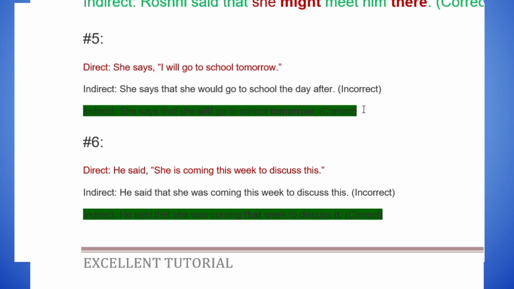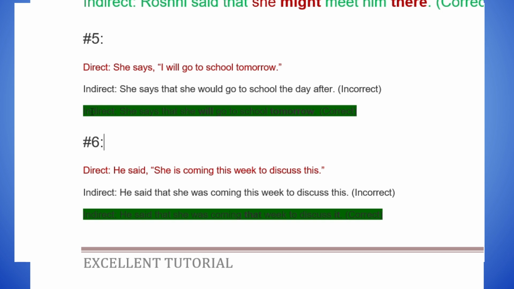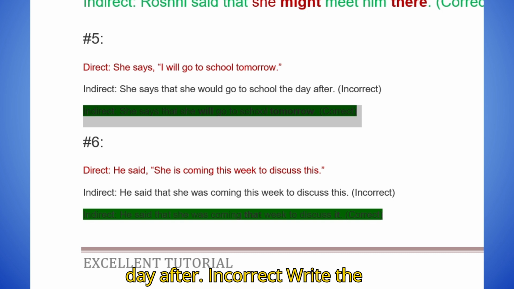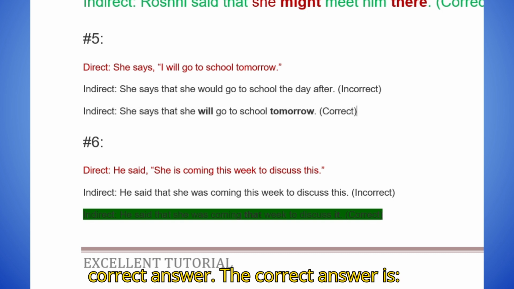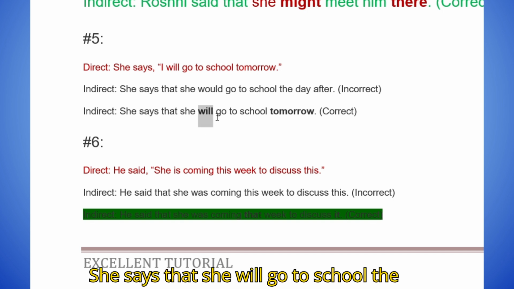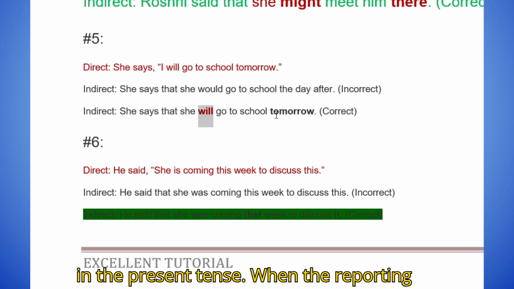5. Direct. She says, "I will go to school tomorrow." Indirect. She says that she would go to school the day after. Incorrect. Write the correct answer. The correct answer is: she says that she will go to school the next day. Reporting verb, says, is in the present tense.